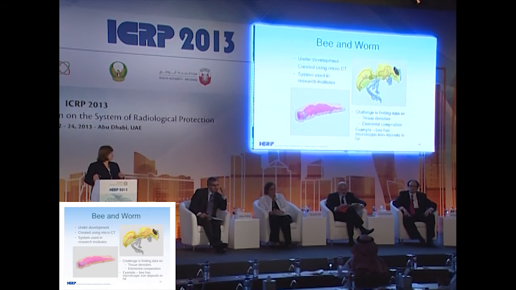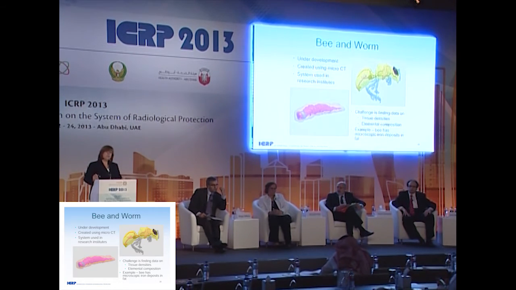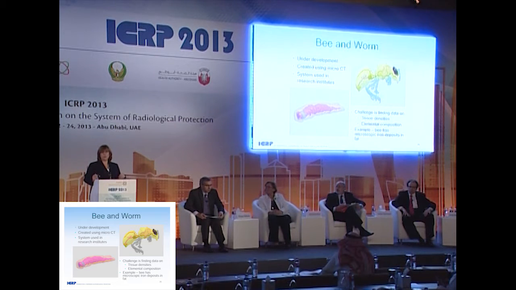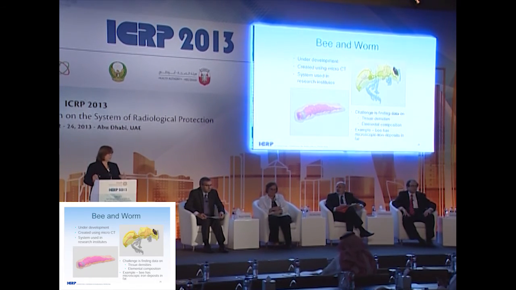And the challenge for us, as I said, is finding good data on tissue densities. Elemental composition is really key to understanding radiation interaction. And for example, we didn't realize until just about a month ago that the bees have small inclusions of iron in their fat tissue, which helps them navigate. And that's really kind of interesting. But if you're thinking about radiation interaction and energy deposition, that's going to make a big difference in how dose potentially is delivered.